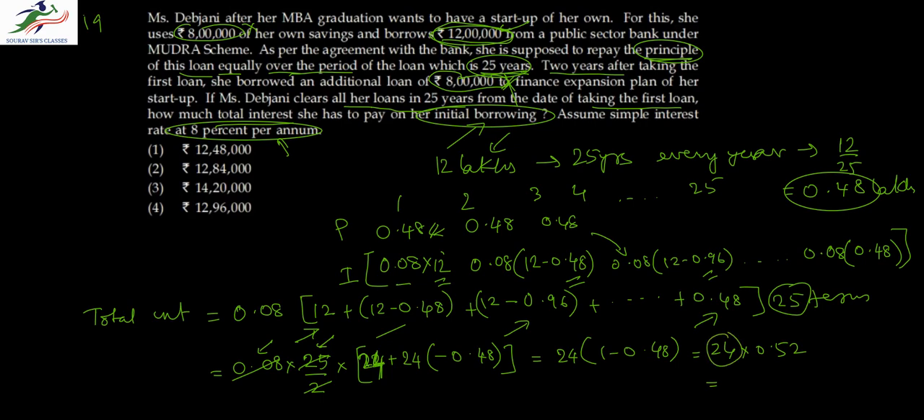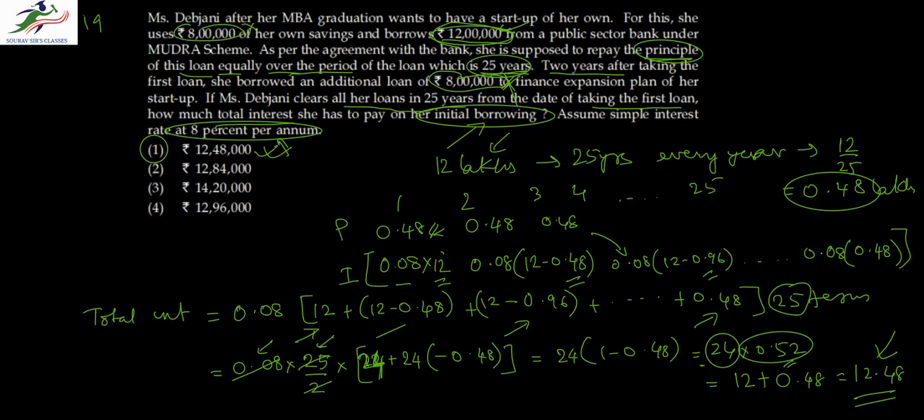Now half of 24 we know is 12. So this will be 12, and this 0.52 means 50% plus 2%. So 50% of 24 is 12, plus 1% of 24 is 0.24, and 2% of 24 is 0.48. 12 plus 0.48 is 12.48, which is the amount of interest that she will be paying. And you see option 1 says 12.48, which is the correct option.